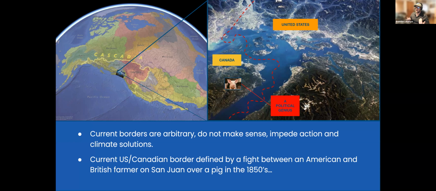You can see San Juan Island from Vancouver Island. It's crazy. It's just right there. It's so close.